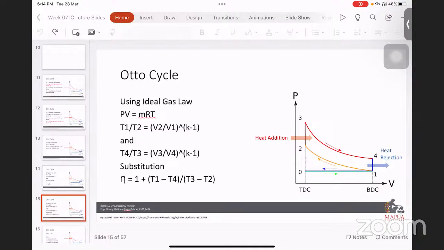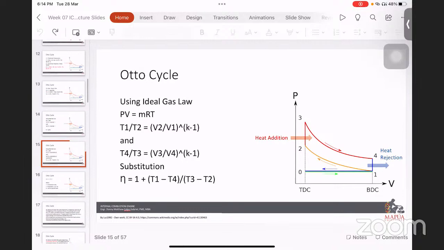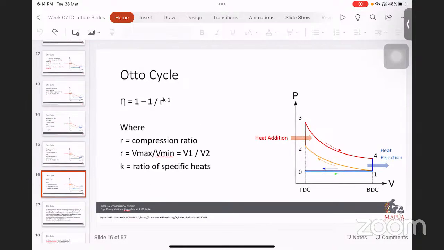Kung mapapansin naman natin ngayon, kapag substitute natin yung T1, T2, tsaka T3, T4, using yung volumetric conversion niya, the efficiency would be left with 1 minus 1 over R raised to K minus 1. Yung R is yung compression ratio, where V1 over V2 or yung TDC over BDC.